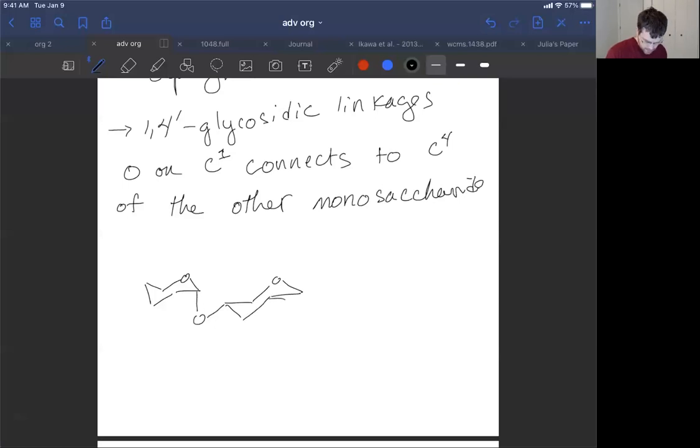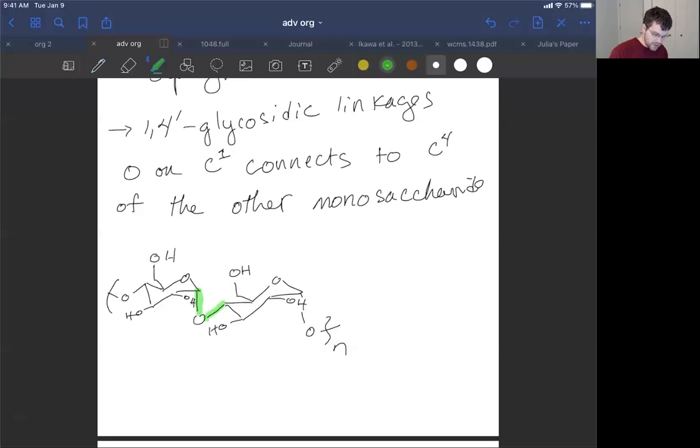And now with all the remaining substituents that aren't at that anomeric carbon, excuse me, let me finish this. And there we go. Okay, so all of the other carbons are going to have equatorial substituents, except for the anomeric position, which has an axial linkage.